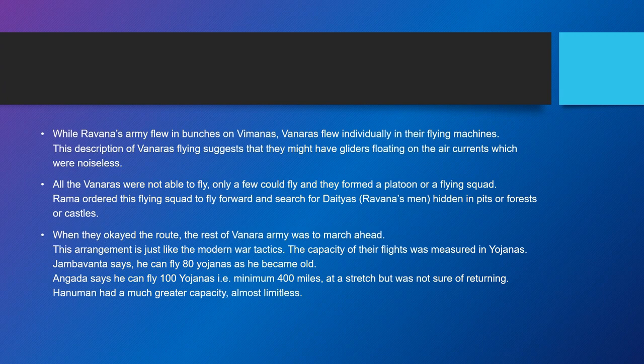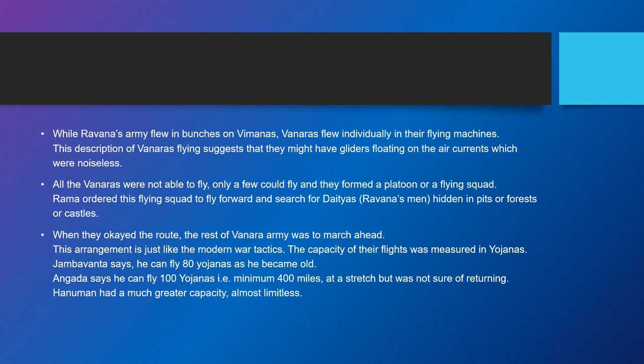They were all searching for Sita Devi. When they okayed the route, the rest of the Vanara army marched ahead. See, similar to modern aircraft pilots and modern defense operations. This arrangement is just like modern war tactics. The capacity of their flights was measured in yojanas. So they had different terms, and we now use different words in English.